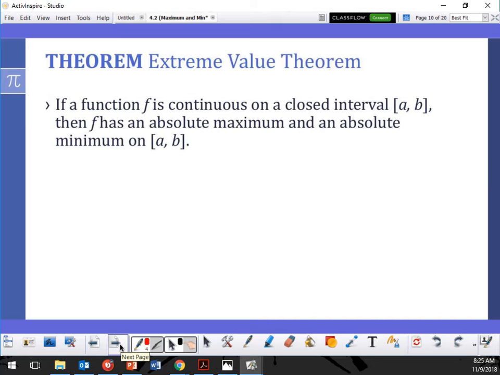If a function is continuous on a closed interval from A to B, then f has an absolute maximum and an absolute minimum on A to B. So it has to be continuous and it has to be closed. That means that I have to include the endpoints, because whenever I'm doing the math on this, I have to check endpoints.